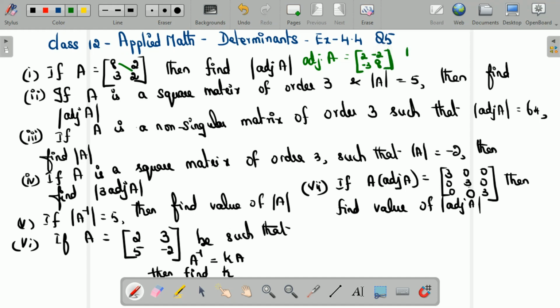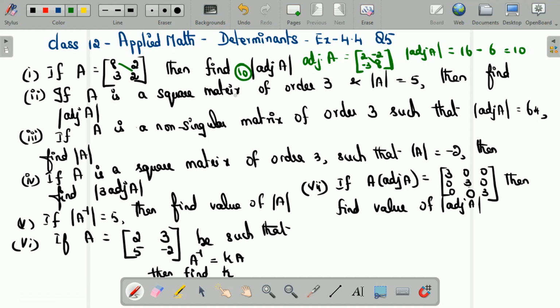So the determinant of this particular matrix, let's find out what that value is. In this case, 2 into 8 is 16 minus 3 into 2 is 6. So it is 16 minus 6, which is equal to 10. So the answer that we need is 10 in the first subdivision. Now let's look at the next question.